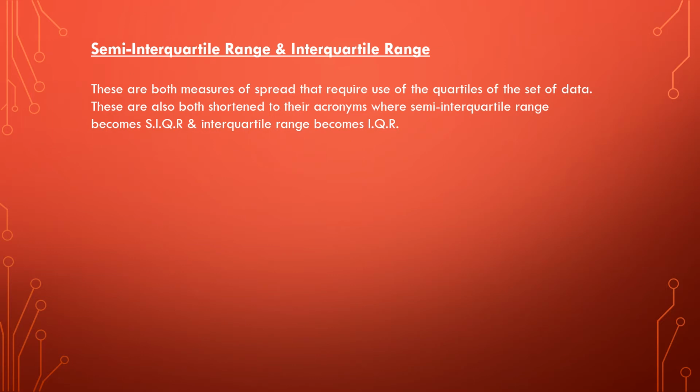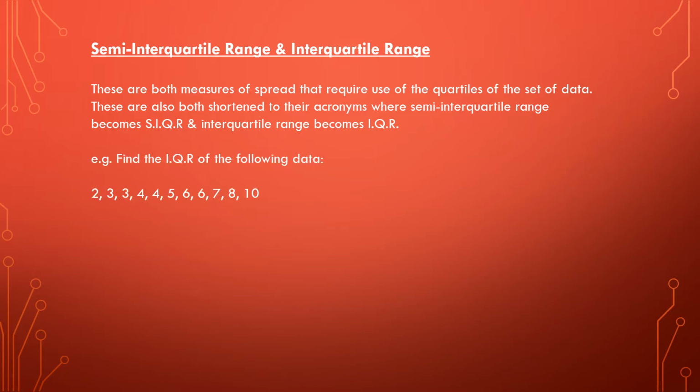Thinking about another measure then, there is our semi-interquartile range and our interquartile range. Depending on which course it is we're doing, they will ask you one or the other. So these are both measures of spread. But this time what they do is they require us to use the quartiles of our set of data. We also don't ever expect you to write out all those big words. We will just shorten them to SIQR and IQR. So you don't have to keep writing out all those words. And remember how to spell interquartile.